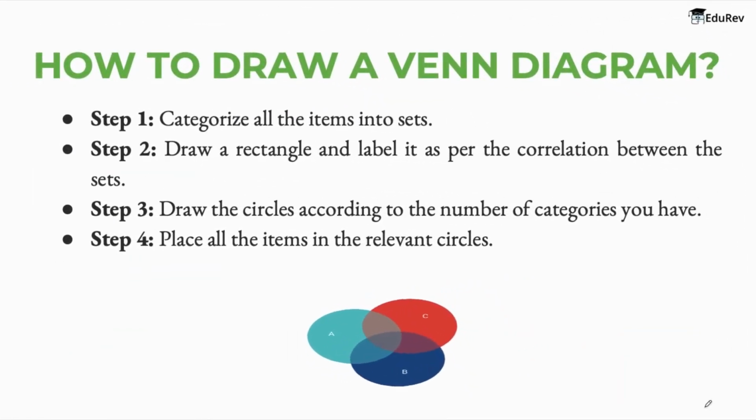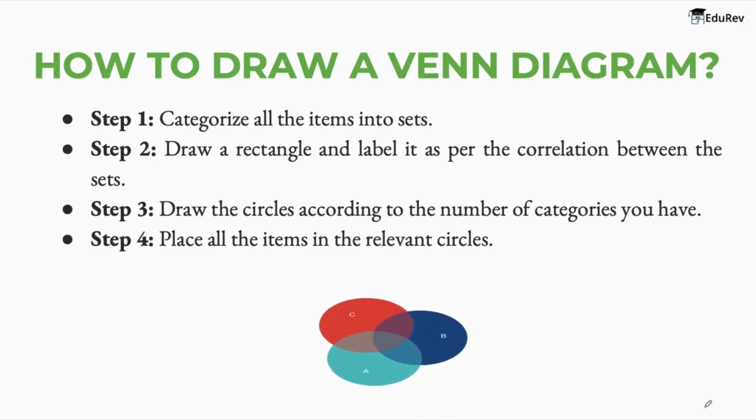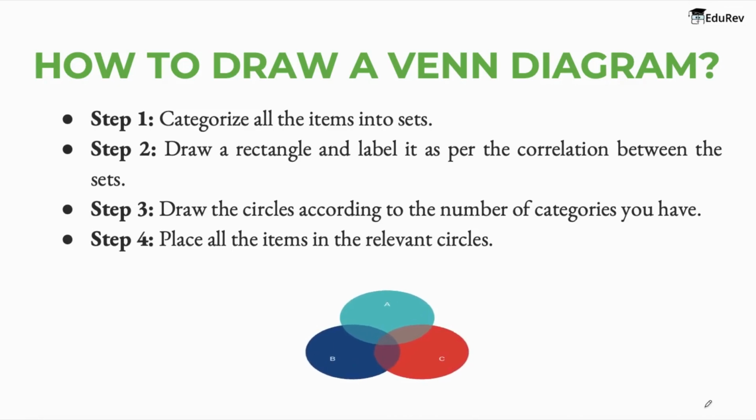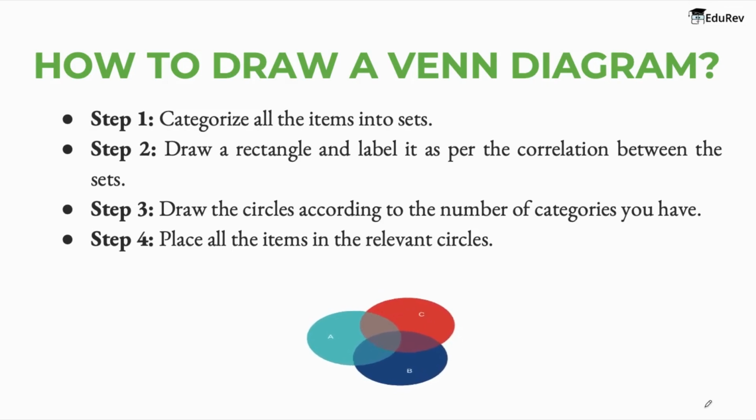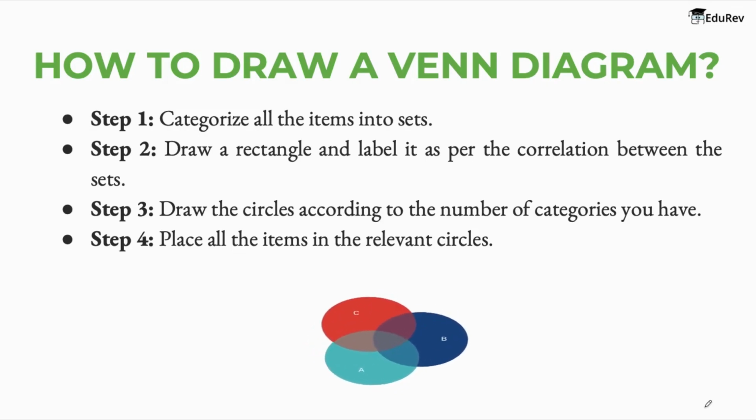Alright, the next topic for the day is how to draw a Venn diagram. Now we have understood what a set is, what a Venn diagram is, what the various operations are which we can do on a Venn diagram, for example your union, your intersection, your complement, your difference. We have also understood how to create a Venn diagram in which there are three sets. But how to draw a Venn diagram in the first place? So let's understand these steps first, and then we will see how we can actually draw a Venn diagram with the help of an example.